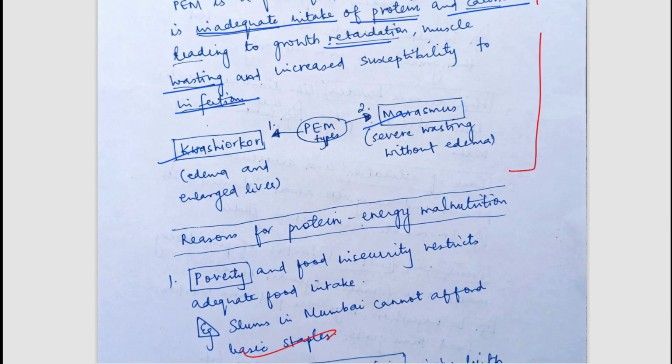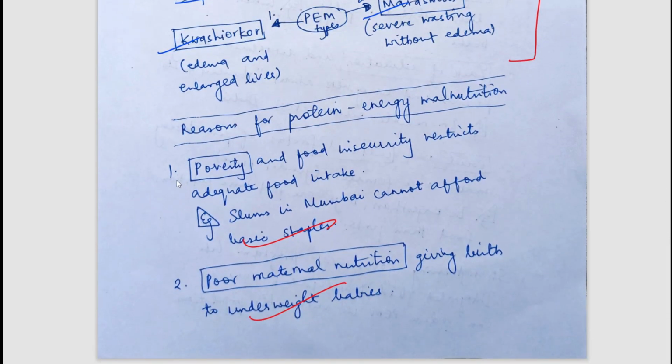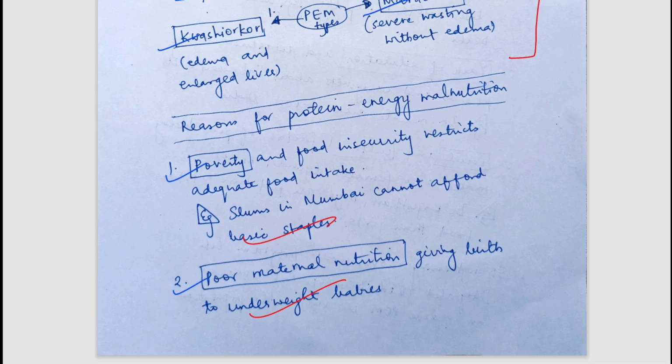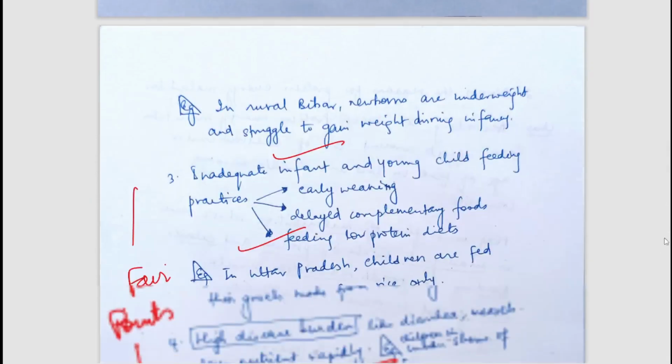That is, we all know that. Now, what are the reasons for this protein energy malnutrition? First and foremost reason is poverty. Then we have poor maternal nutrition, because many times the mother does not get enough food, and that is why it leads to underweight babies.